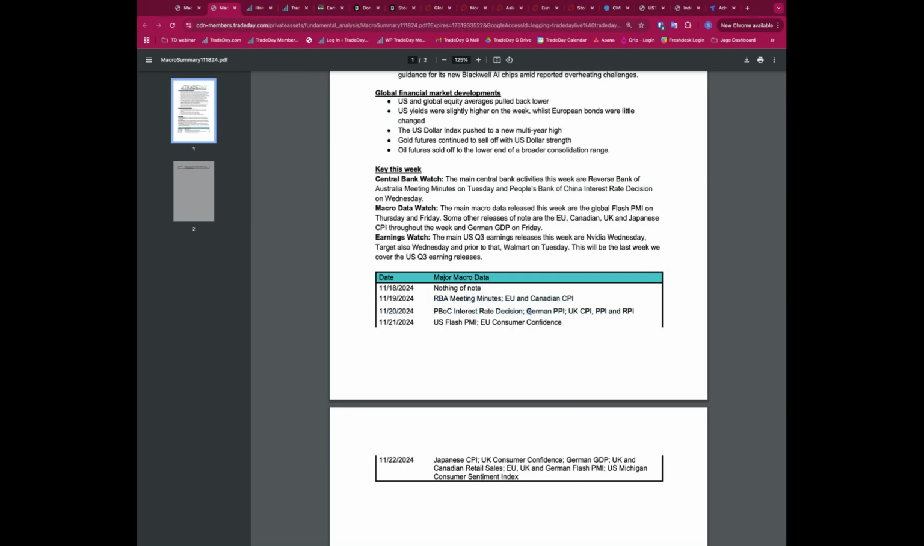So US data is very, very light this week. German and UK PPI, then CPI, and then that US flash PMI. So flash PMI data on the 21st on Thursday, and then on Friday we get a lot of the other CPI data, and then we also get the UK, German and European flash PMI, ending the week off with the US Michigan consumer sentiment.